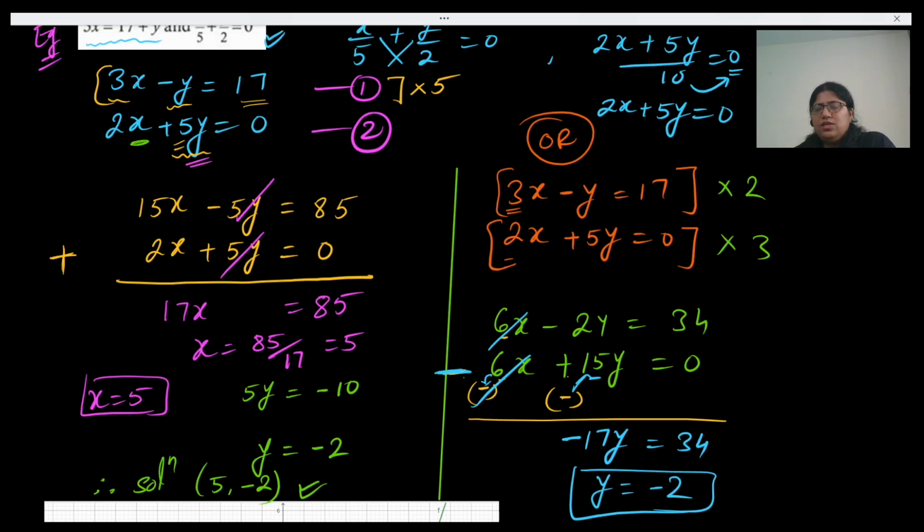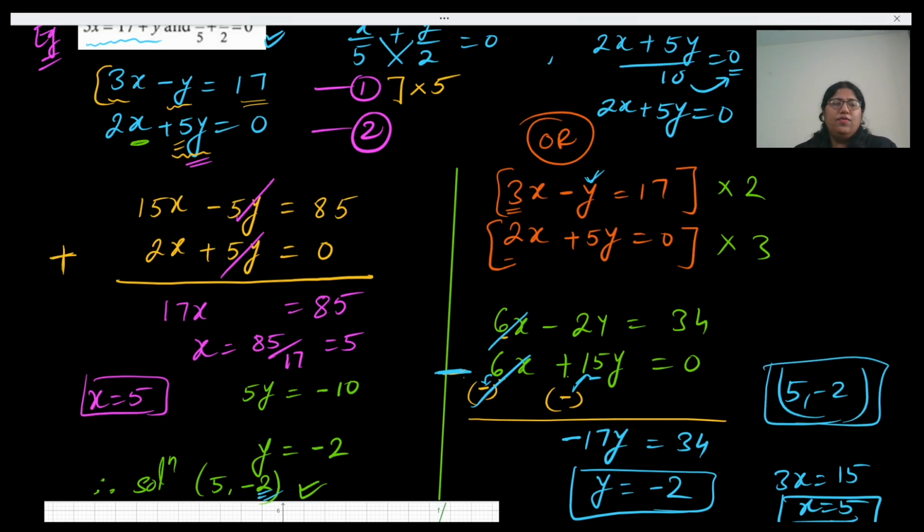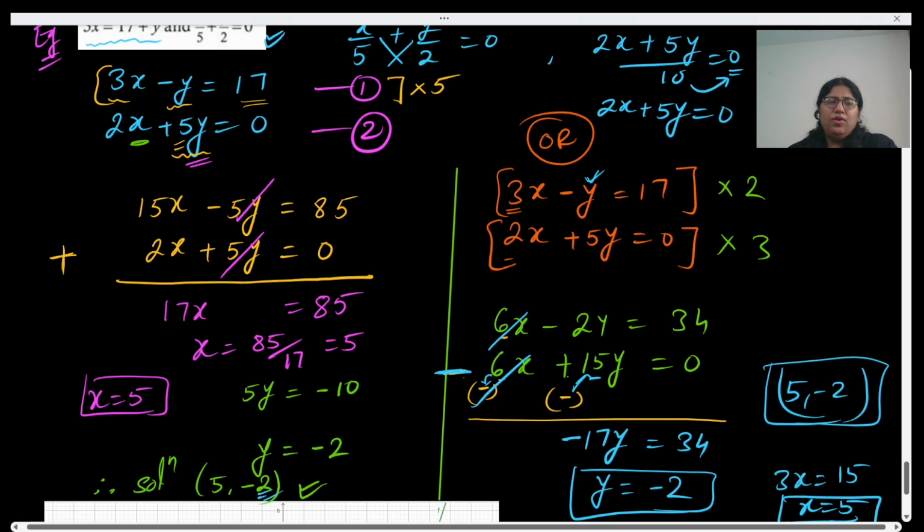You can see you are reaching the same answer. Now substitute in any one equation the y value of minus 2. If I put it in the first equation, y is minus 2, so negative of negative 2 will be positive 2, and 17 minus 2 is 15. So 3x is 15, x is 5. You can see the ordered pair is coming the same, 5 comma minus 2. So whichever method you use, you eliminate any of the variables, your answer is always going to be the same.